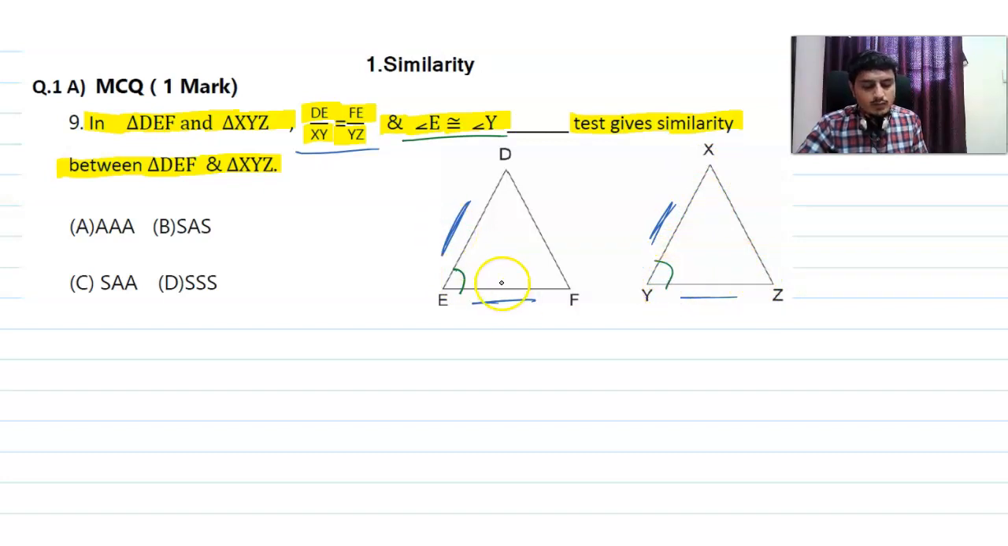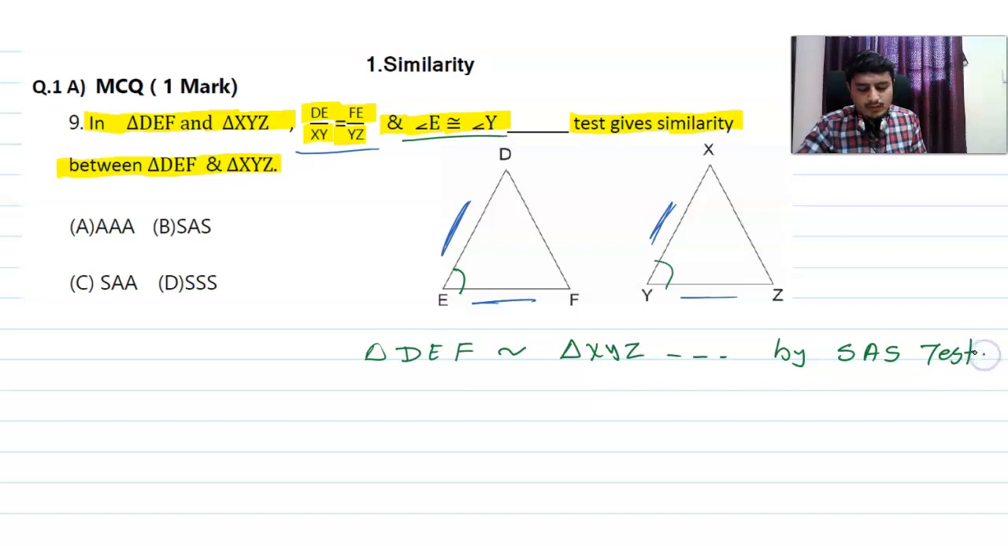So once two sides of a triangle are in equal proportion and their included angle is congruent, then we can say that the given two triangles are similar, that means triangle DEF is similar to triangle XYZ, by the side angle side test. So look at the choice codes. The correct choice code is B, side angle side, means SAS test.